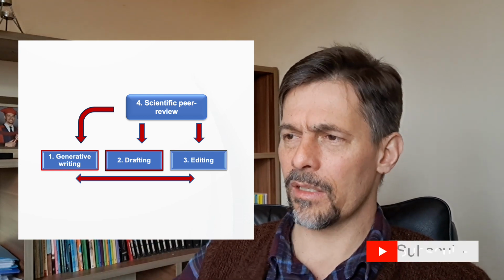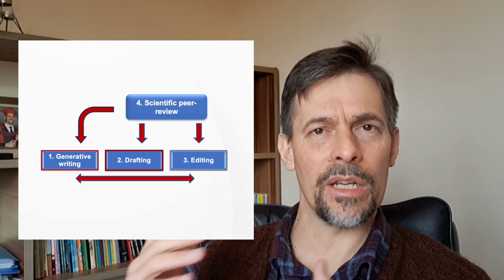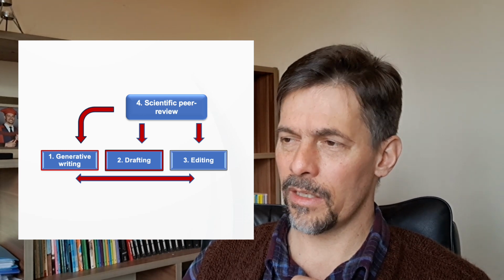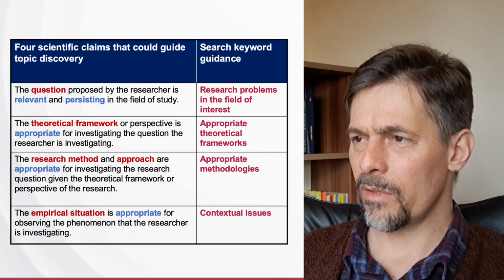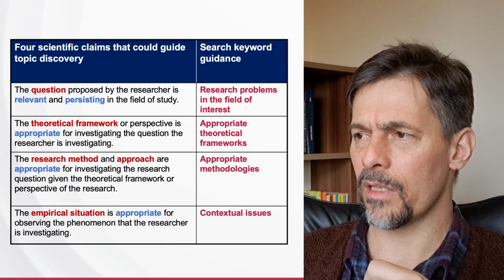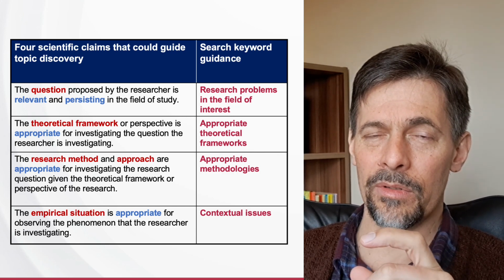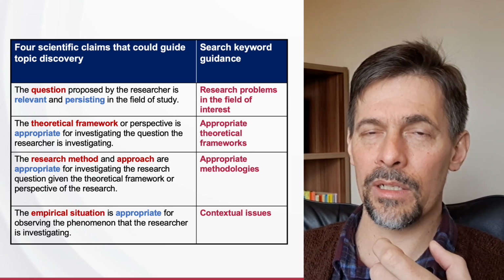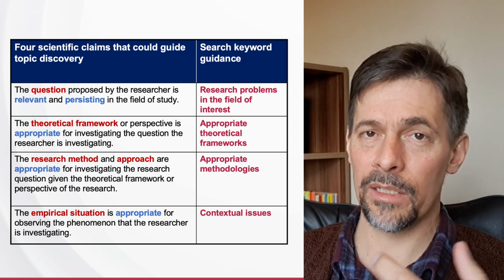Now, in this process, identifying literature, organizing yourself, summarizing and reflecting, or generating ideas as you read, is a very important phase of topic discovery. Now, there are 4 very important scientific claims that can guide this process. The first one is that the question proposed by the researcher is relevant and persisting in the field of study. Now, that question basically speaks to keywords related to research problems in your field of interest, and specifically doing a review of literature on research problems related to your study.